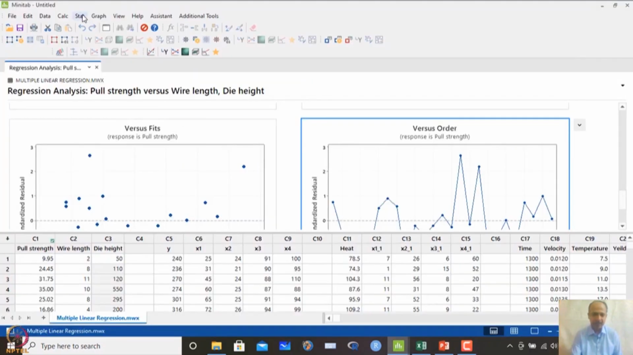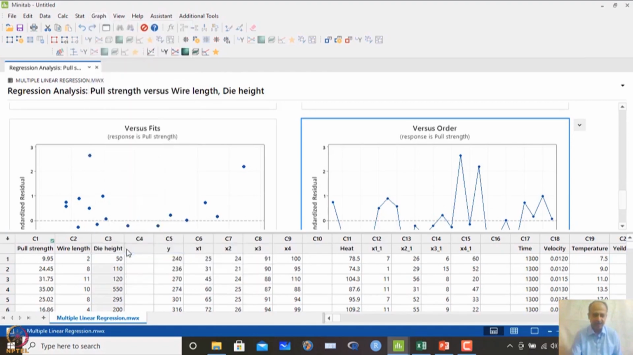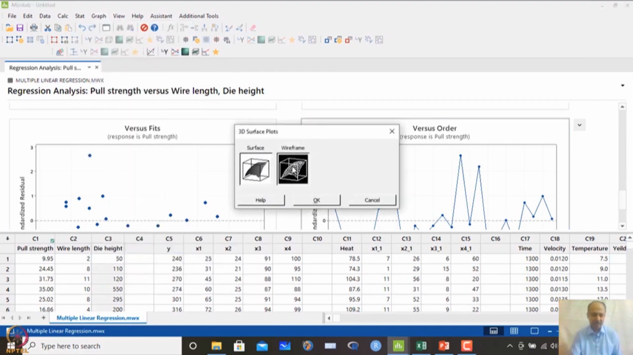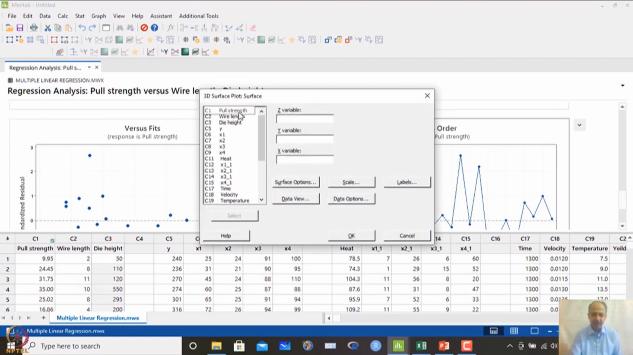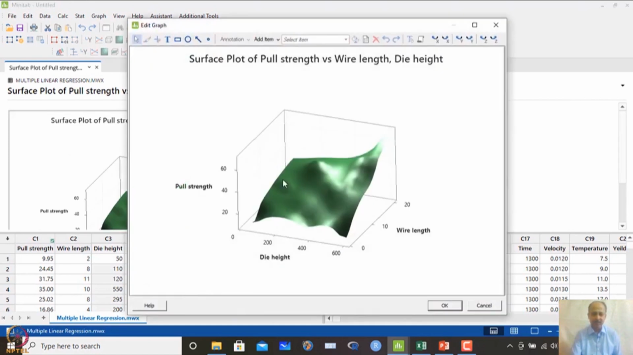So, a surface plot can also be done. In Graph, the 3D scatter plot and 3D surface plot options are there. So, I can do a wire diagram, or I can do a surface plot over here. If you click OK, it will ask which is the z direction, which is the variable. So, these are the x1 and x2 variables, and you can change the shapes and the types of plots like this.